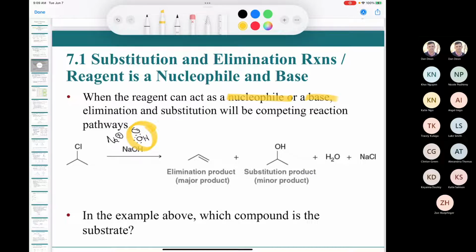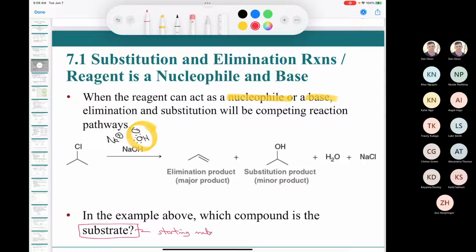Well, if substitution occurs with a nucleophile, that means that hydroxide can behave as a nucleophile. And that's what we see here. We see the product of nucleophilic attack is this substitution product. Whereas we can also get elimination where we lose a hydrogen atom and the chlorine to form this alkene. It says here in this example shown here, which compound is the substrate? You're going to hear me use the word substrate pretty often, probably. If you've studied biology and you've studied enzymatic reactions, you've probably heard of an enzyme substrate complex or something like that. Substrate in organic chemistry really is just referring to the starting material.